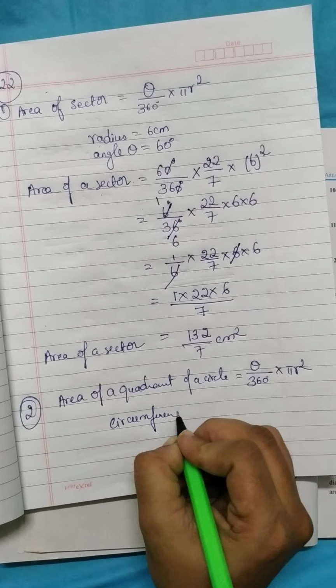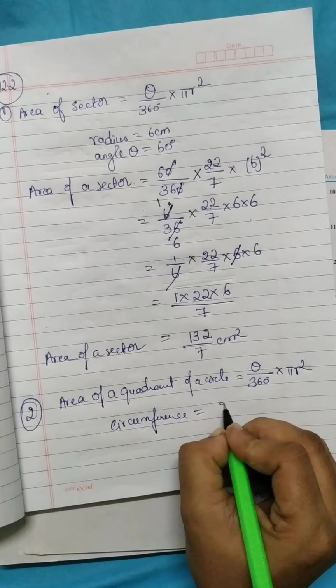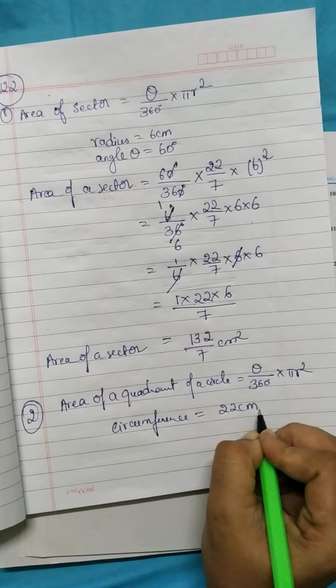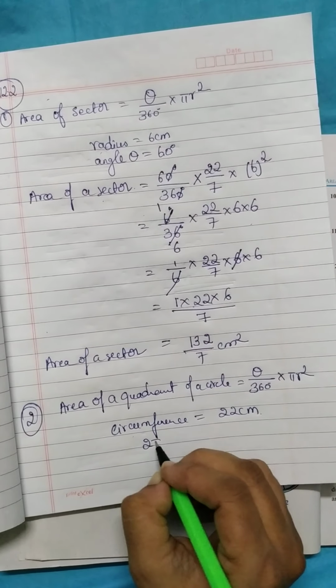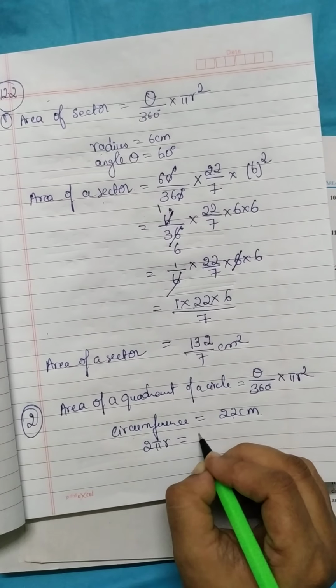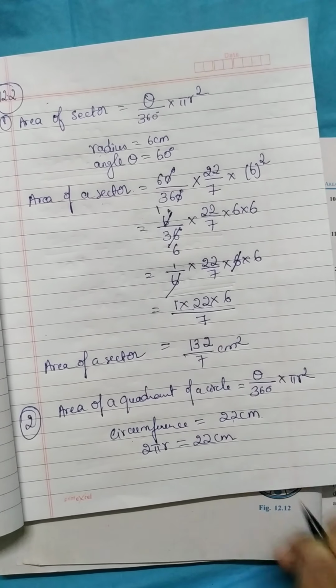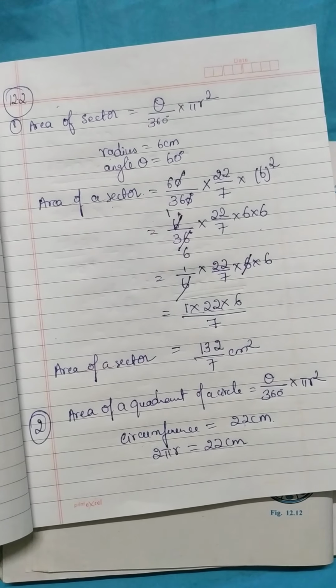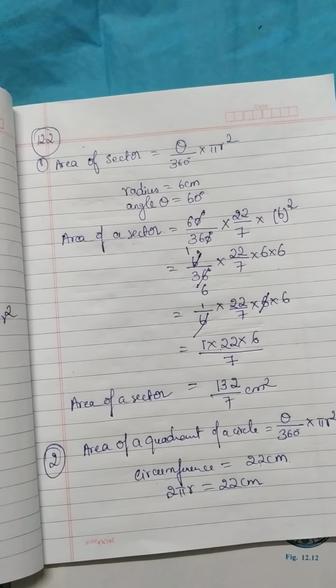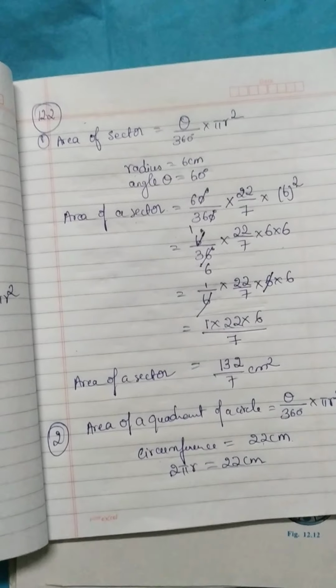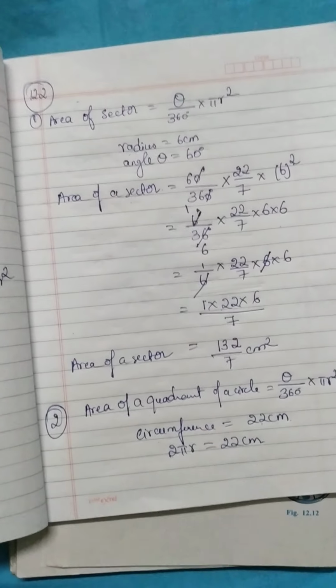Circumference is how much? 22 centimeter. Now what is the formula of circumference? 2 pi r is equal to 22 centimeter. Now what we can do? You can shift this to the other side. So what you will get?